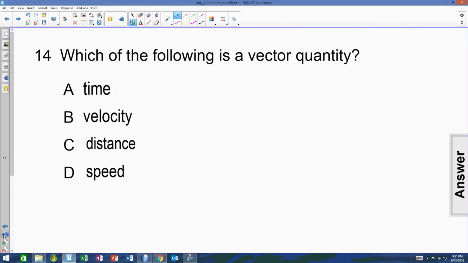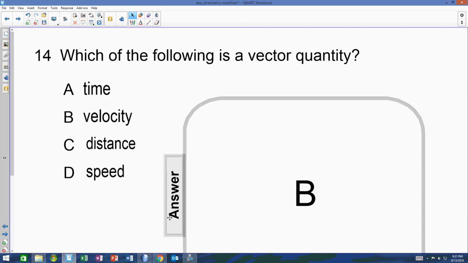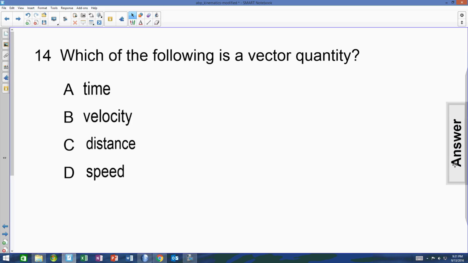Which of the following is a vector quantity? Go ahead and pause the video if you need to. Okay, so hopefully you picked D. The velocity is a vector quantity. Everything else has a magnitude only.